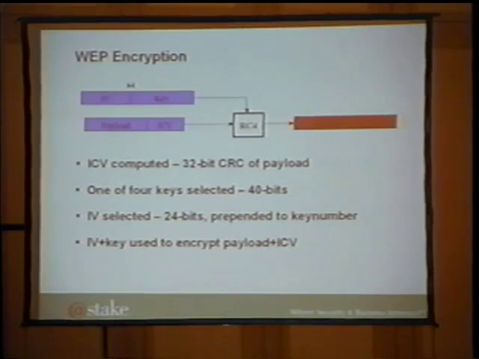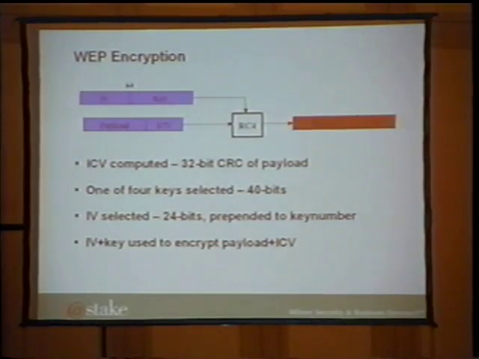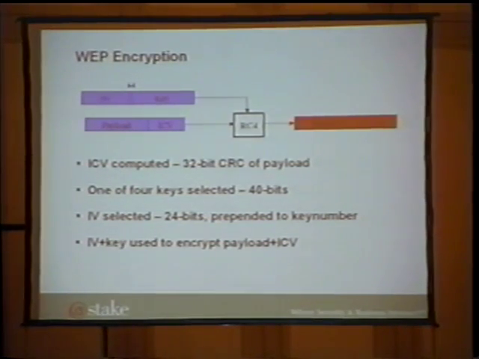In the next step, an actual encryption operation is performed. An RC4 key is formed by taking the initialization vector, IV, and appending it to the key. If you remember, the IV was 24 bits, and the key was 40 bits, so the total key size here is 64 bits going into RC4. That key is used to encrypt the payload and the ICV. And out of that, of course, you get the encrypted payload and ICV, which is shown in red on the side.